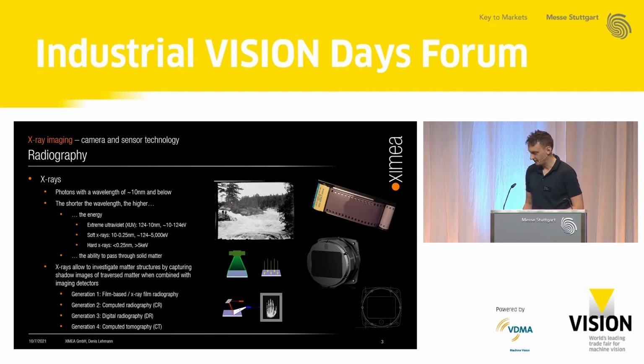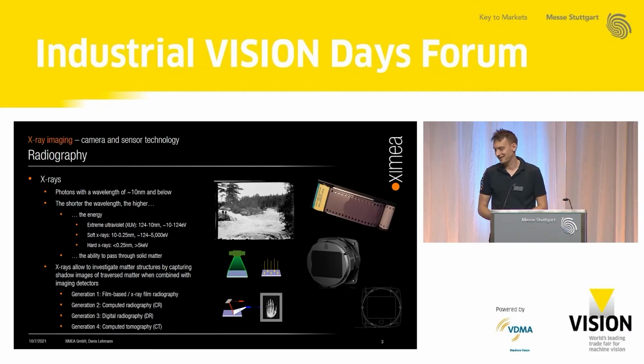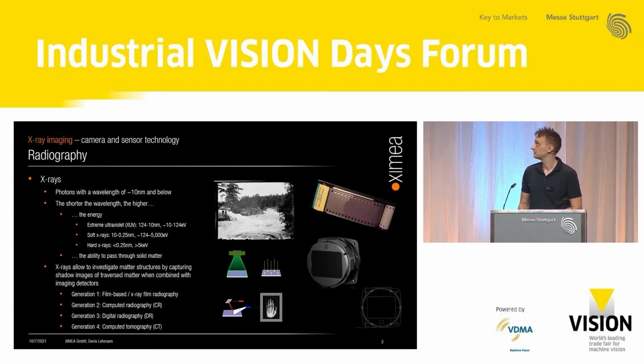X-rays are photons with a wavelength of 10 nanometers and below. The lower the wavelength, the higher the energy, and the higher the energy, the higher the ability to pass through solid matter. When X-rays are combined with imaging detectors, they allow capturing shadow images of the traversed matter. And the maturity of these systems evolved over time, as you can see.